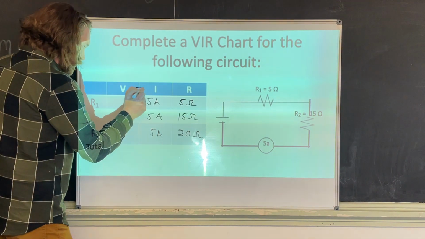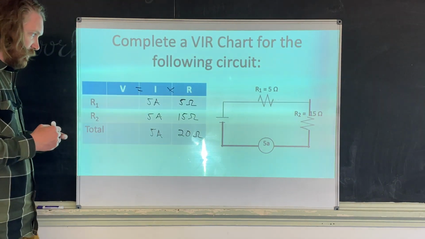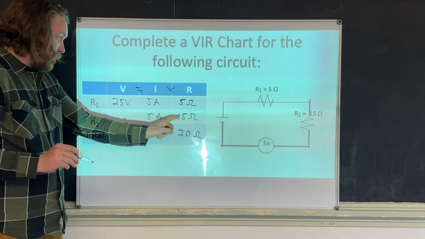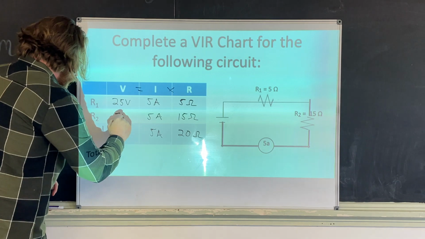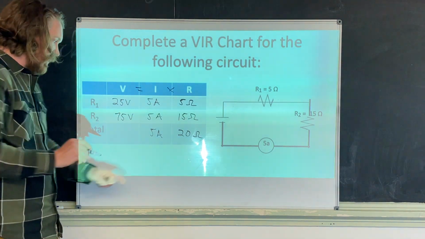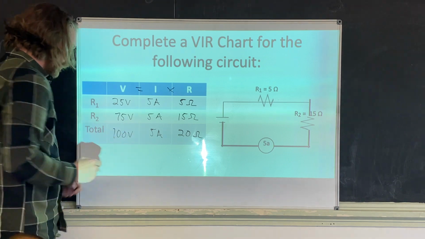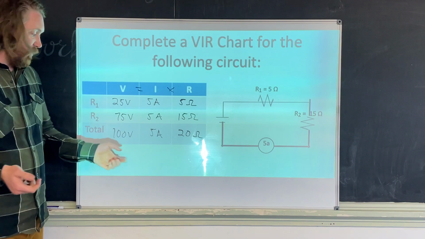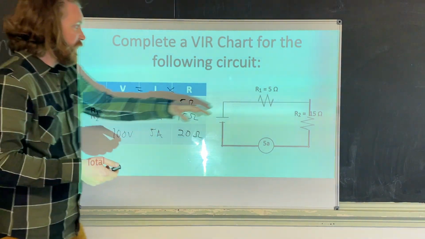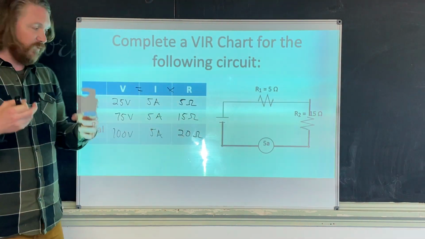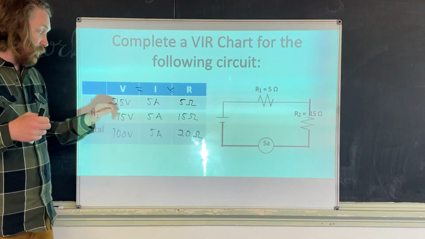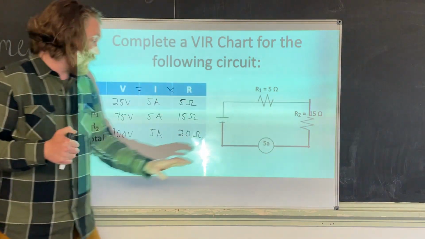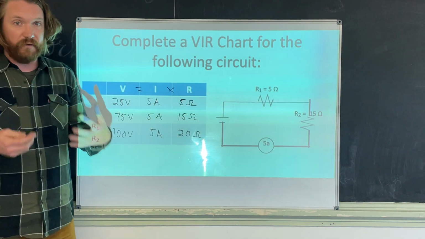And again, voltage equals current times resistance. 5 times 5 is 25 volts. 15 times 5 is 75 volts. 20 times 5 is 100 volts. And we double check. 25 plus 75 added up to our total 100. Again, each resistor eats up some of the voltage. This resistor is only 5 ohms, so it only eats up 25 of those volts, whereas this resistor is much bigger. It's 15 ohms, so it eats up 75 of the 100 volts.